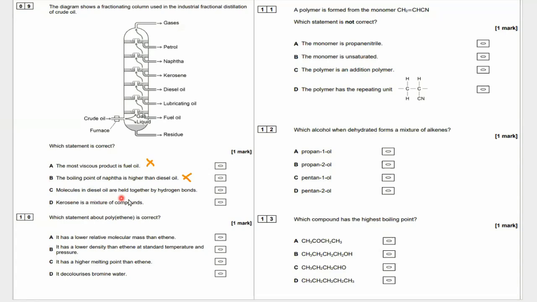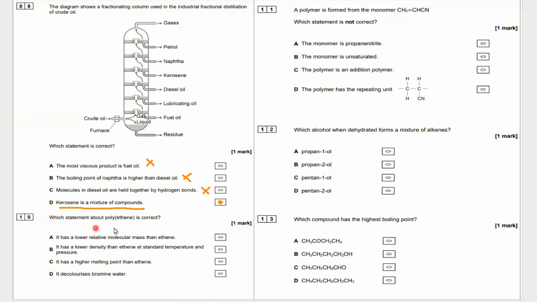Molecules in diesel oil are held together by hydrogen bonds. Actually, the molecules inside crude oil are not held together by hydrogen bonds. It's van der Waals forces that are holding these together. So that is incorrect. And then, kerosene is a mixture of compounds. Now, even if you didn't know that is true, it's the only answer left. But yes, kerosene is a mixture of different alkanes. Okay.